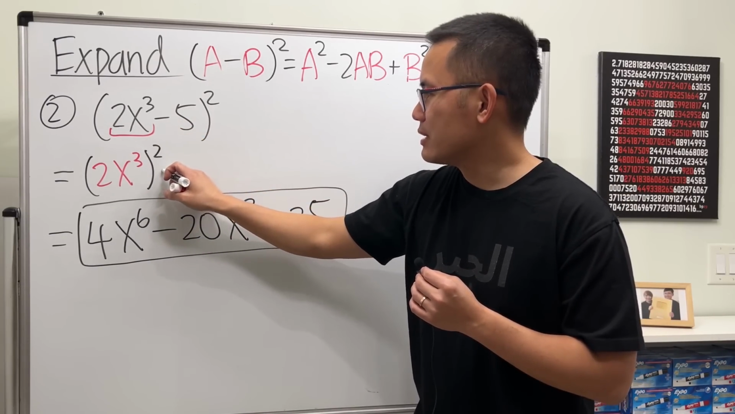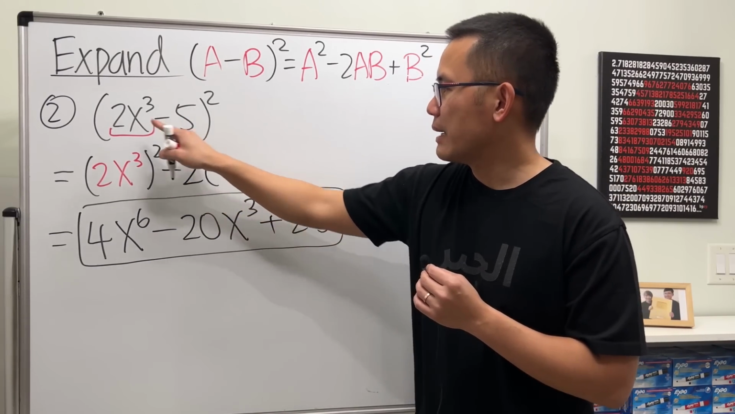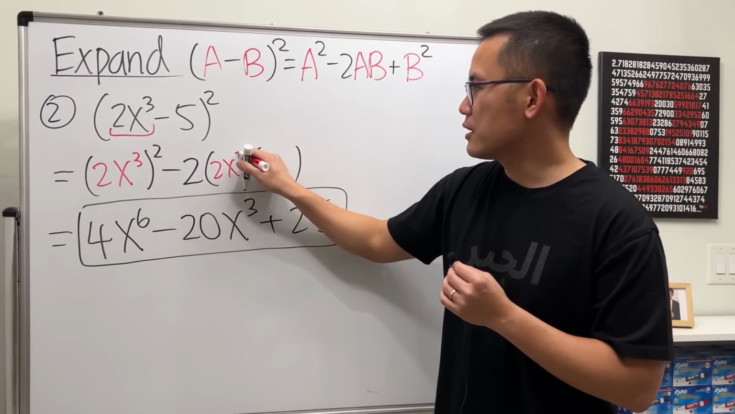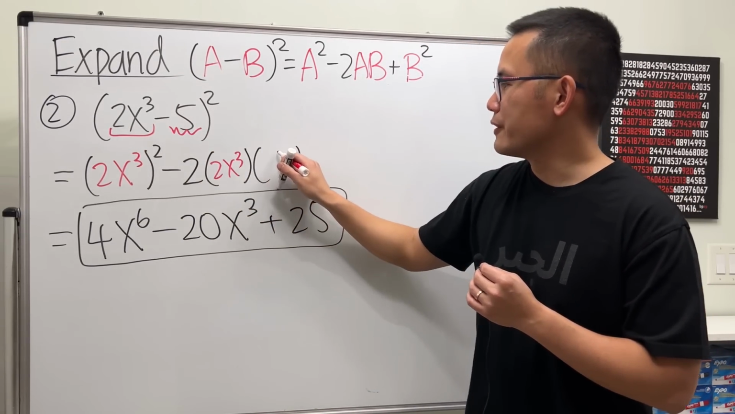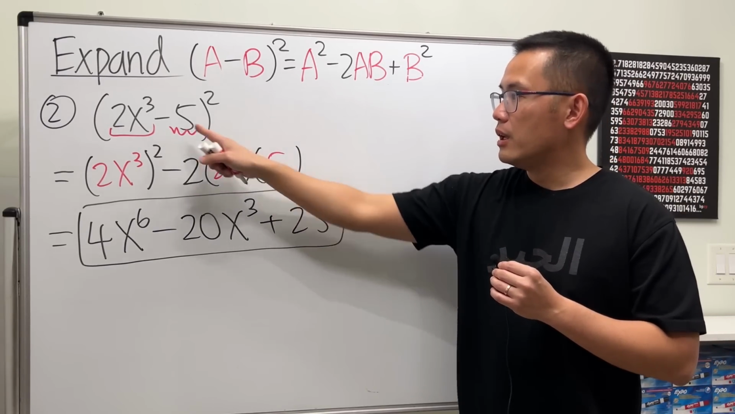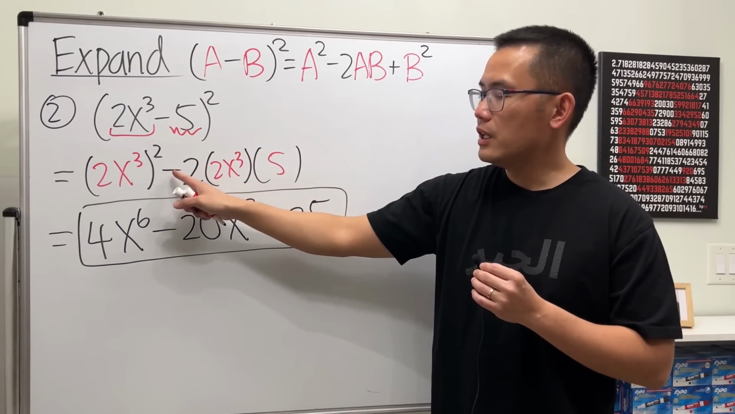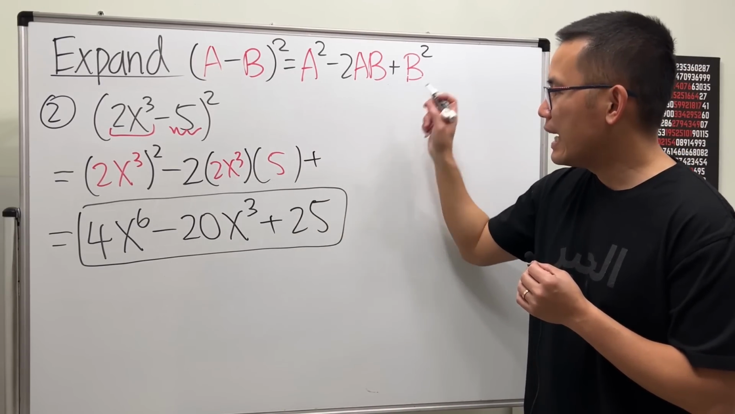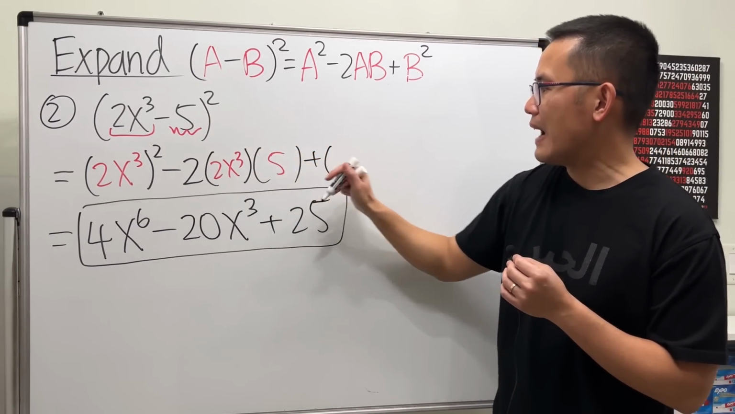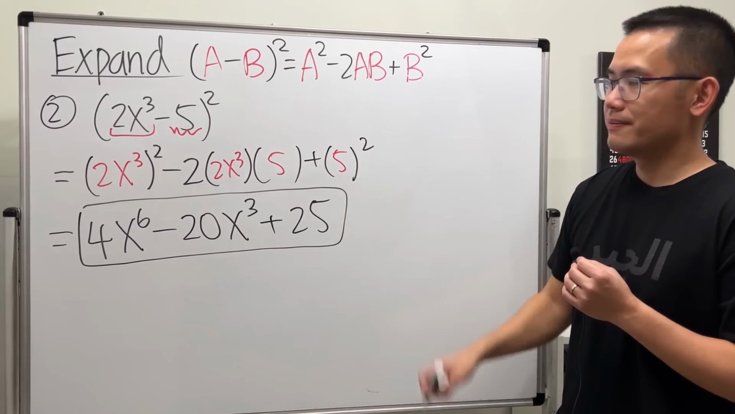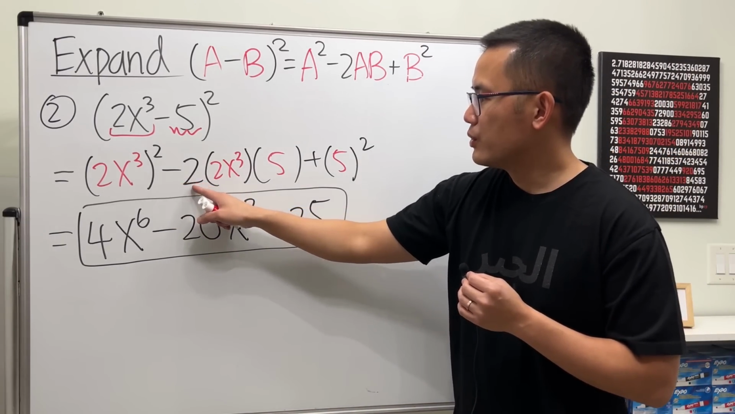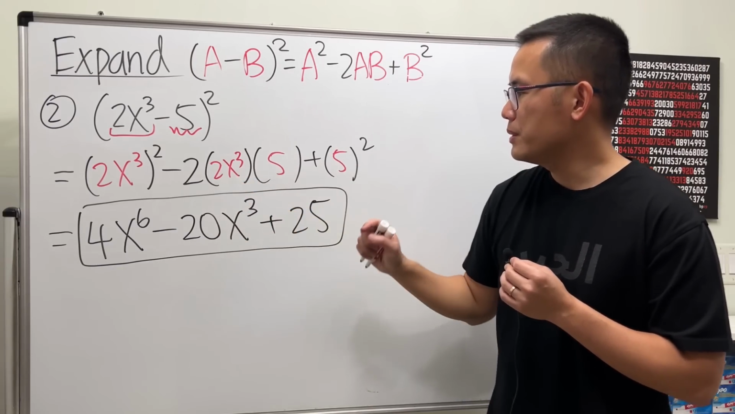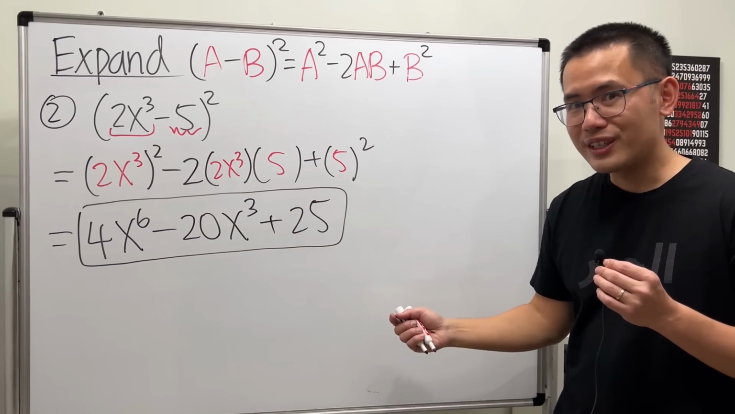It's a minus, so it's a minus. Take 2 times the first term times the second term. So 2x to the third power, and then just put a 5 here. Just put a 5, not a negative, because the negative was accounted for right here already. Finally, we add, and then we have this 5, and then squared. So negative 2 times 5 is 20 here, negative 20, and then x cubed. 5 squared is 25, and we're done.